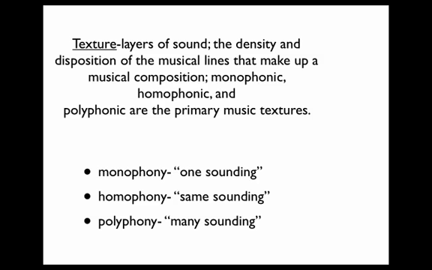Mono means one sounding, meaning that there would be one melody. Homo means same. So with homophony, what that means is that you would have one melody with some kind of accompaniment. And then polyphony is the most complex out of the 3. This is when you have many sounds, or at least 2 or more melodies.